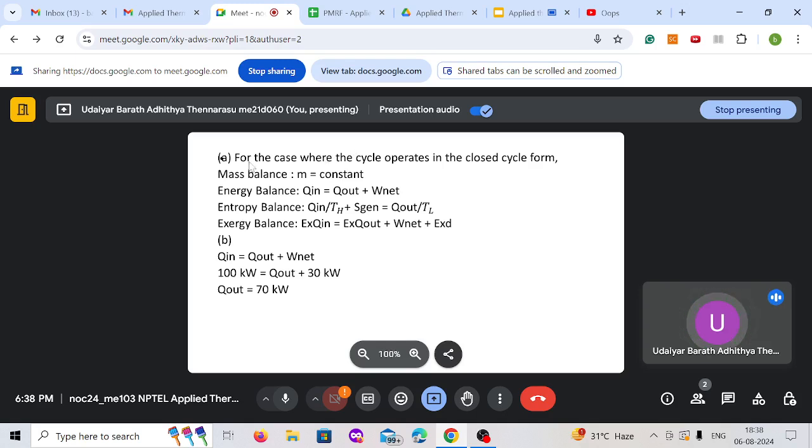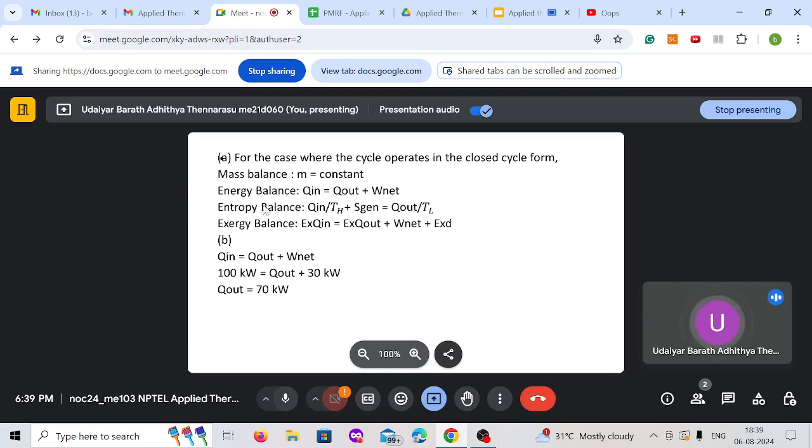we have a mass balance, so m is constant. Next is your energy balance. If you consider the whole heat engine as a system, there is heat coming in, you are generating some work, and the rest you are rejecting to the sink temperature. So Q in equals Q out plus W net. This gives me the energy balance.